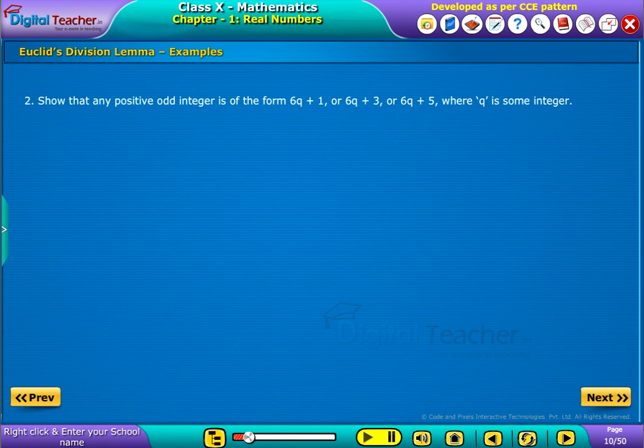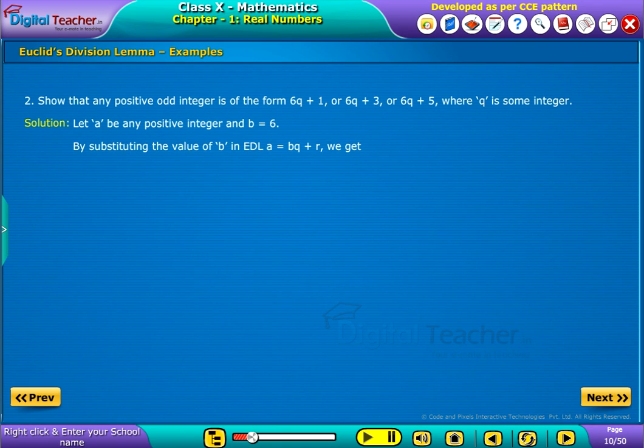Two. Show that any positive odd integer is of the form 6q plus 1 or 6q plus 3 or 6q plus 5, where q is some integer. Solution. Let a be any positive integer and b equal to 6. By substituting the value of b in EDL a equal to bq plus r, we get a equal to 6q plus r, where 0 less than or equal to r less than 6.